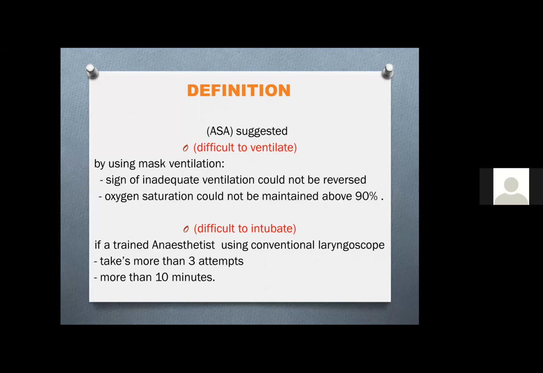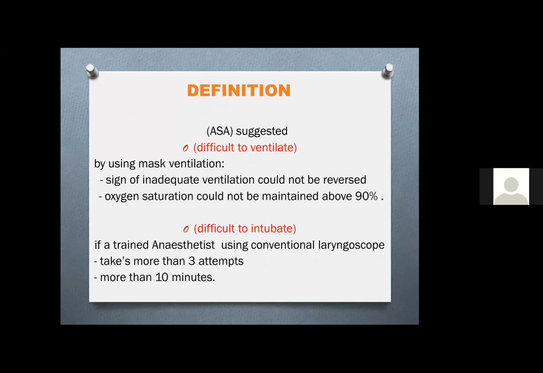A few definitions are very commonly used in the literature and in the medical field: difficult to ventilate, difficult to intubate, or cannot ventilate, cannot intubate. The American Society of Anesthesiologists suggests that a patient is difficult to ventilate when you bag the patient and the patient is not responding to your bagging, it is not efficient, and it is not relieving the patient's distress or desaturation. You cannot reverse the patient's situation although you're bagging, or the saturation is still low. At that moment, you say this is difficult to ventilate, or in short, cannot ventilate.